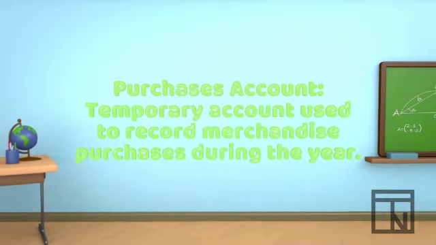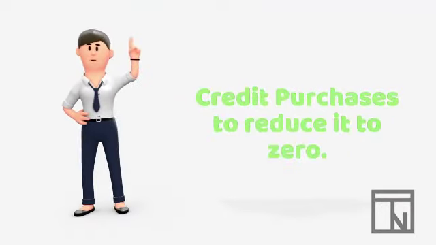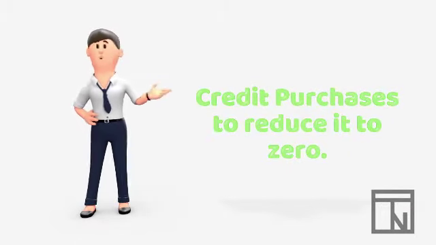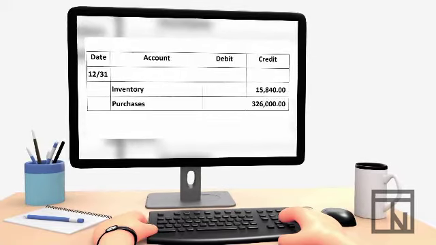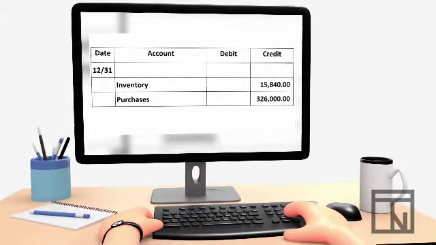The purchases account is a temporary account used to hold all of the merchandise purchases during the year. This account is always reduced to zero during the adjusting entry. So if the purchases account normally has a debit balance, we would need to credit the account for the full balance of $326,000 to reduce the account to zero. This is what our adjusting entry looks like so far. It obviously doesn't balance because everything so far is a credit.